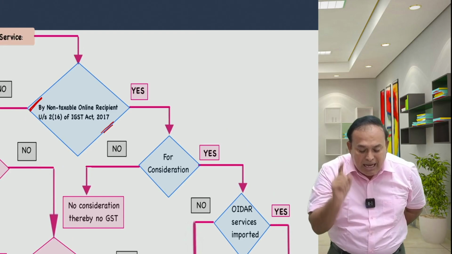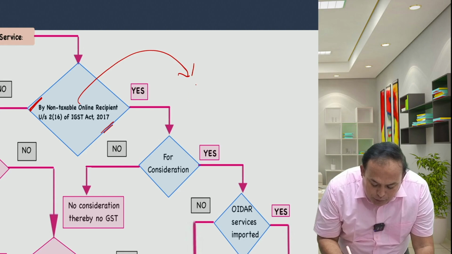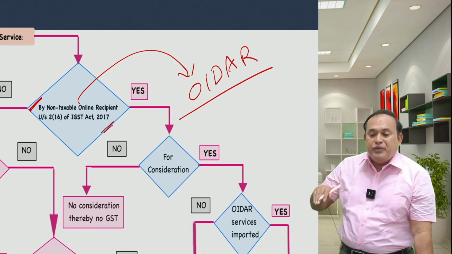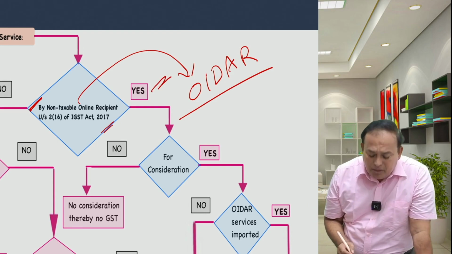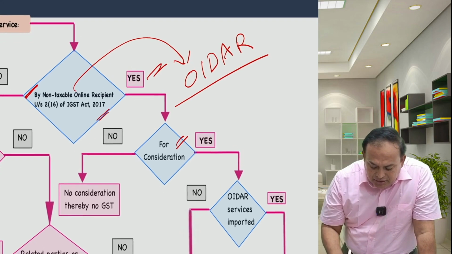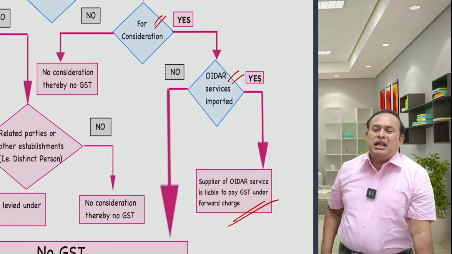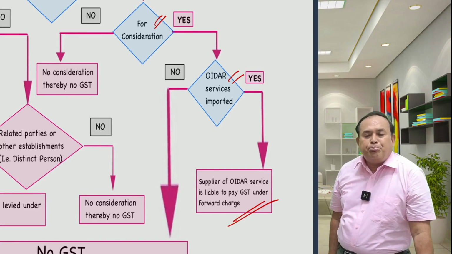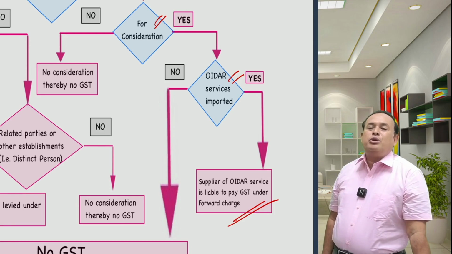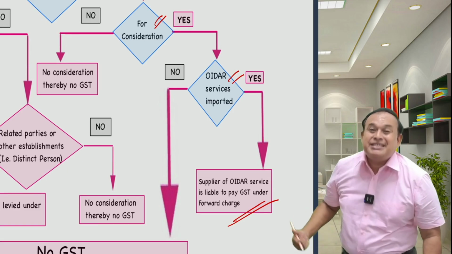by a non-taxable online recipient. What are they importing? They are importing only OIDR service. Is it for consideration? Yes. Only OIDR received? Yes. Then the OIDR supplier only is liable to pay GST. Supplier only is liable to pay GST, not under RCM. That is the beauty I want to bring to your notice here.